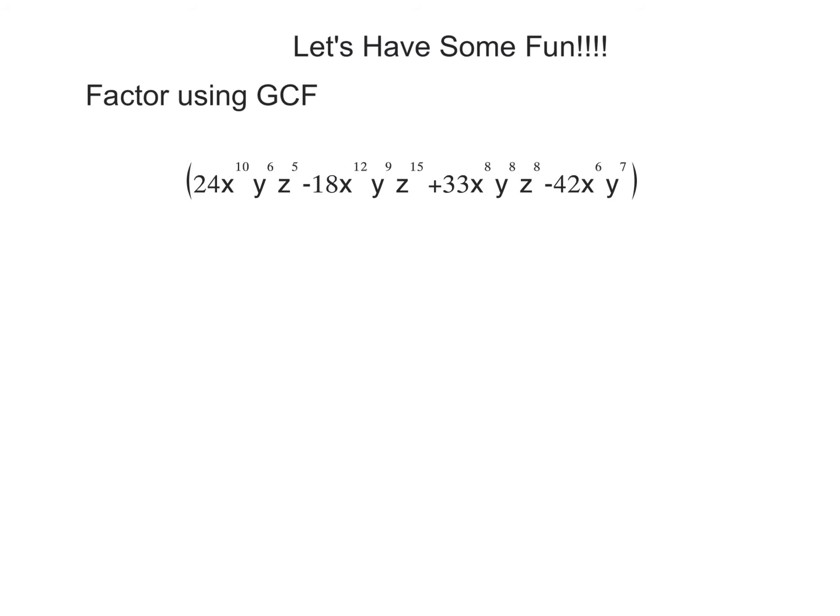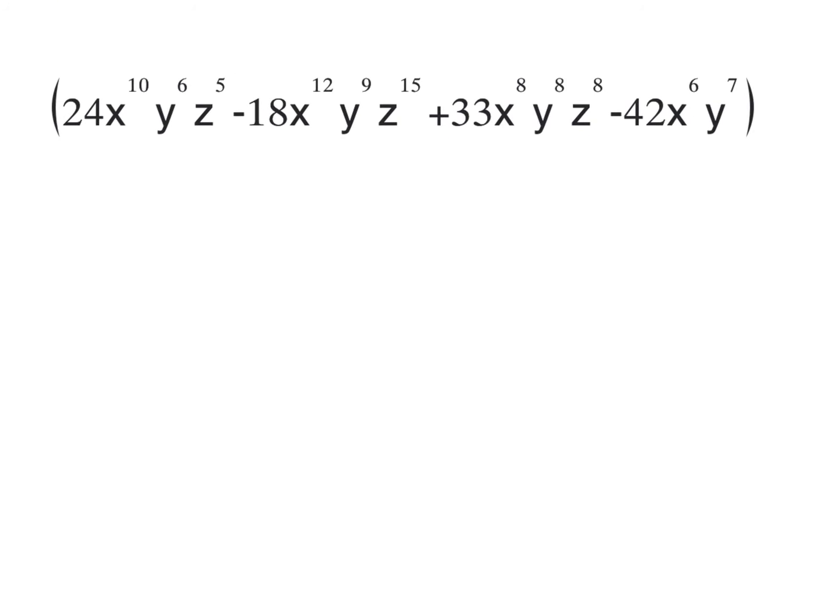Alrighty, folks, I'm back. So let's start taking a look at this thing. I start with the numbers first. I got 24, 18, 33, and 42. So what do they all share? Well, easily a factor of 3. So as I divide this out and leave some room, I'm going to have 8. 18 divided by 3 is 6. 33 divided by 3 is 11. 42 divided by 3 is 14.